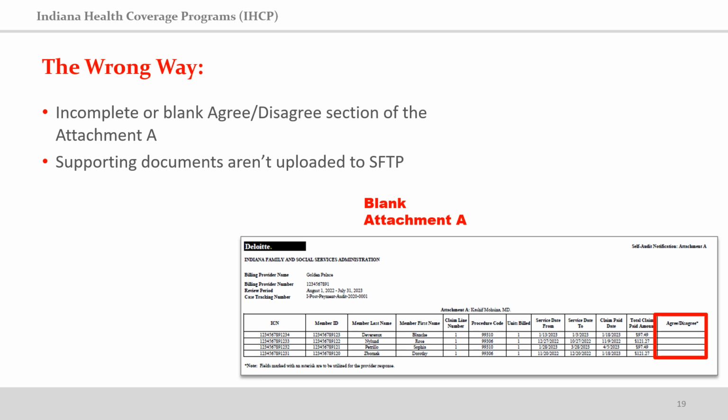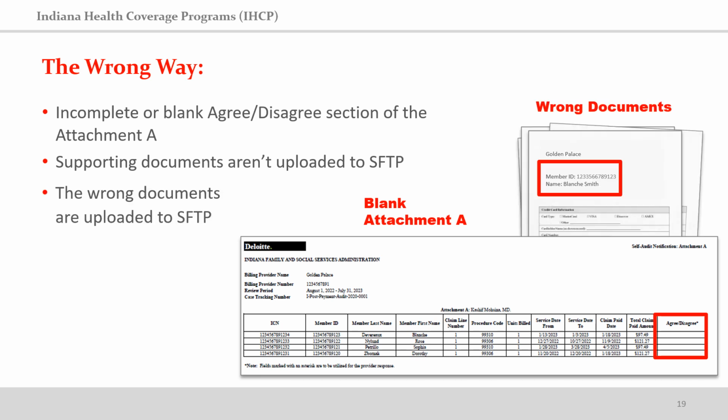If the provider believes that the claim submission was compliant with IHCP policy, the provider must upload supporting documentation to show that services were rendered appropriately. If no documentation is received to support the disagreement, the claim line will be denied. In contrast, if the wrong supporting documents are uploaded to SFTP with the Attachment A form, the OMPP will also deny that claim.